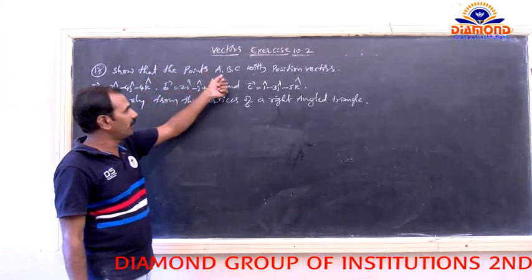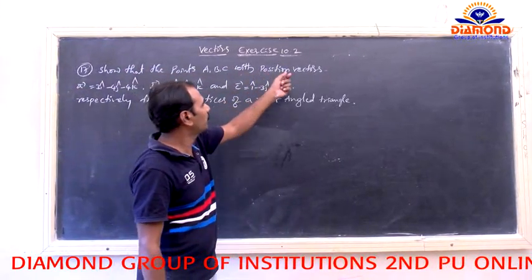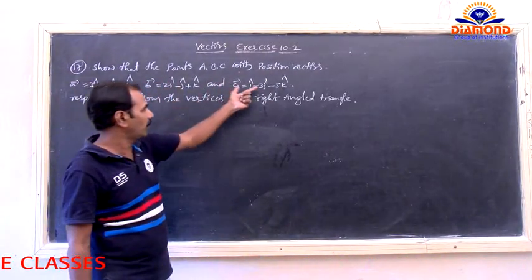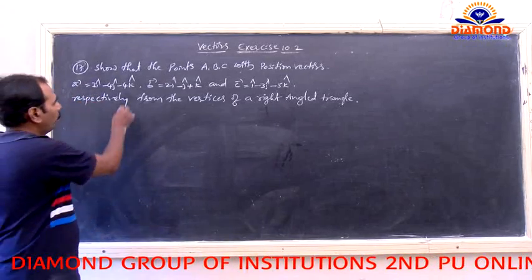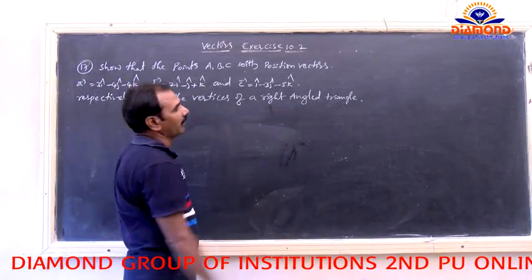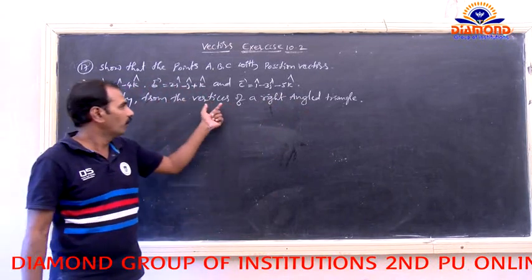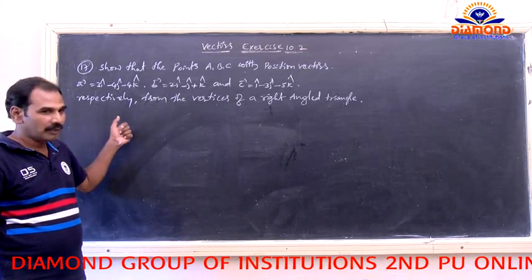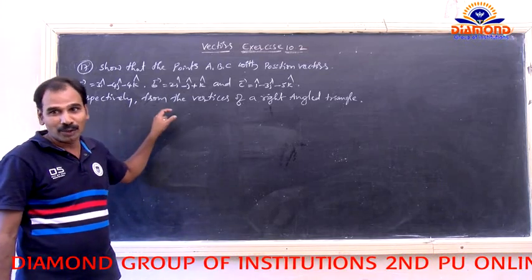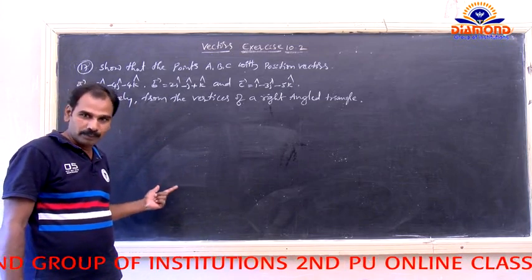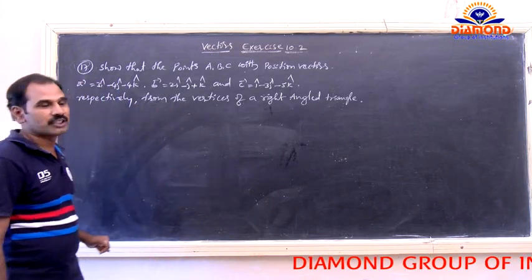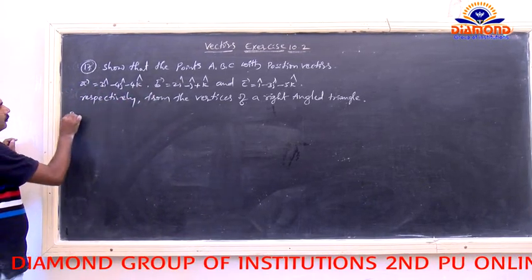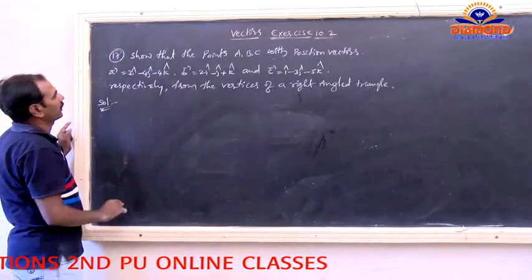So the points A, B, C with position vectors A bar, B bar and C bar respectively form the vertices of a right angle triangle. It means it is a right angle triangle, so we use the Pythagoras rule: hypotenuse square equals base square plus opposite square. Solution: these are position vectors.